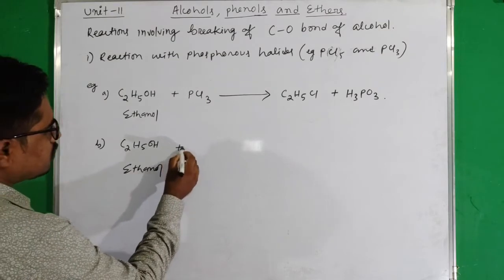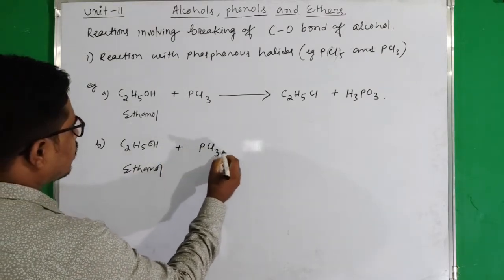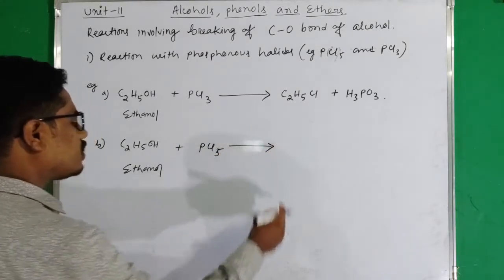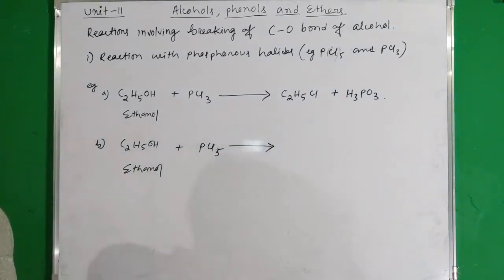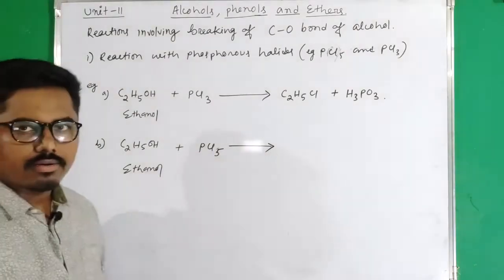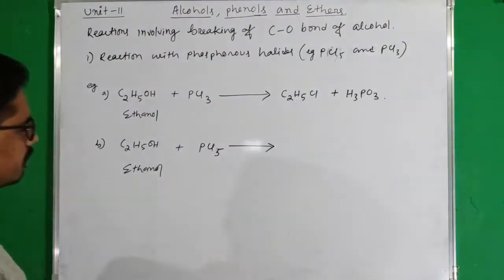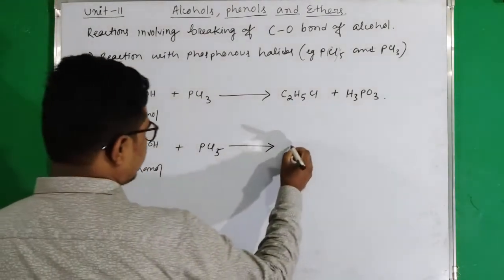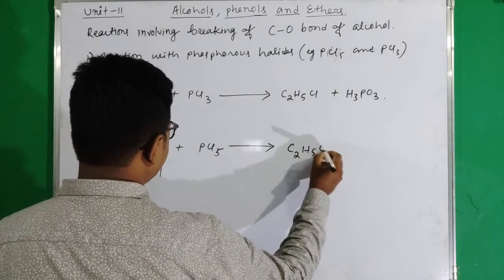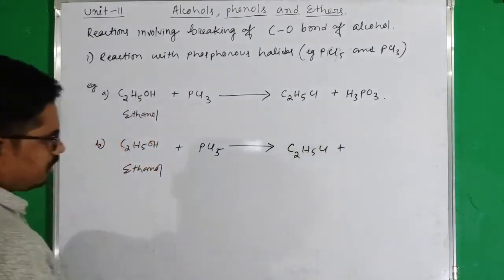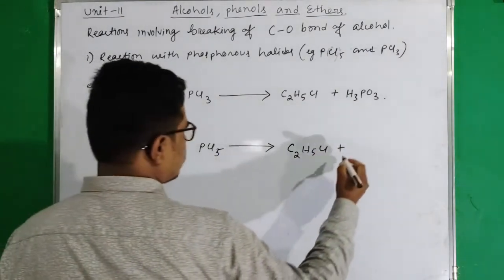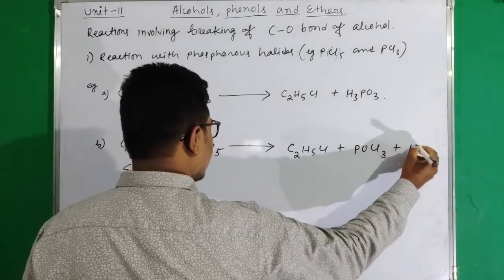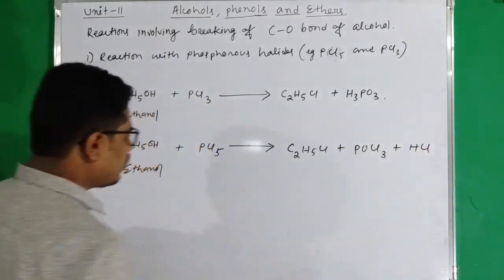Okay, and next again suppose we have ethanol, and in this case we have taken PCl5, that means phosphorus pentachloride. Phosphorus pentachloride is a chlorine-rich compound, and that chlorine will replace the OH group, and the result is C2H5Cl. But in this case the side products are different: POCl3 and HCl.